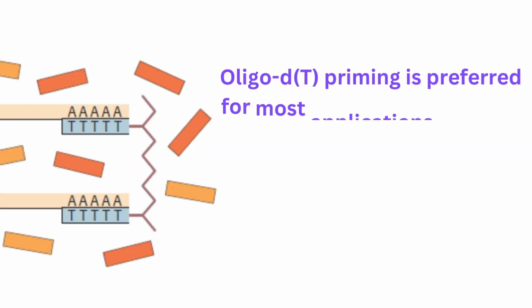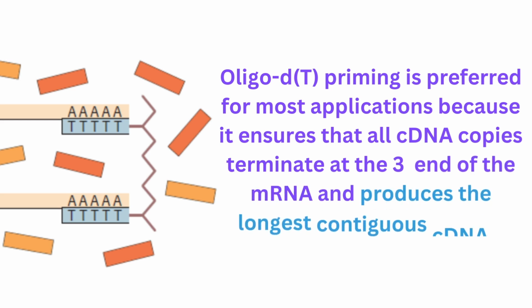And in this case, when you go on to make your complementary DNA, you will use primers that target these oligo-dTs, and it's a preferred form of creating your cDNA because you actually end up having all your cDNA copies terminating at the 3' end of the messenger RNA, and it also produces the longest contiguous complementary DNA fragments.